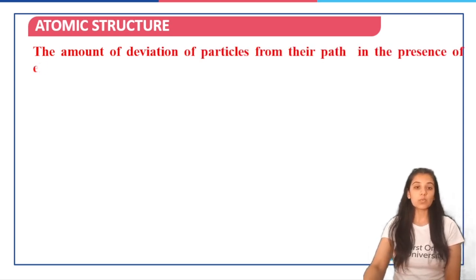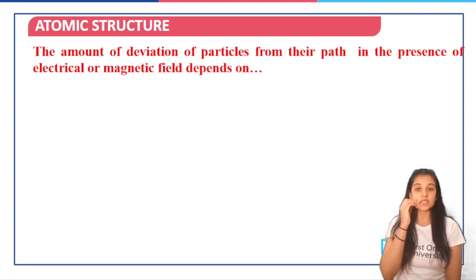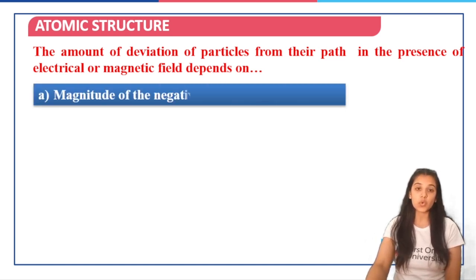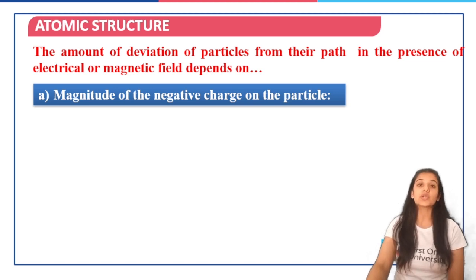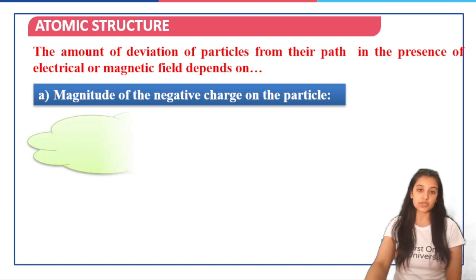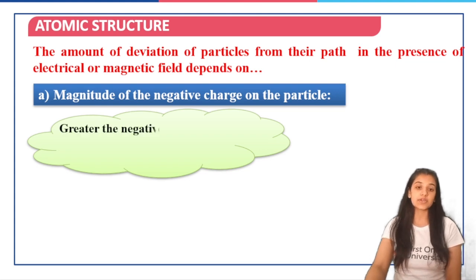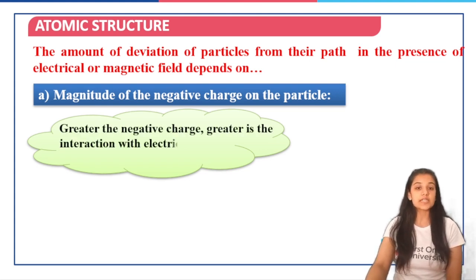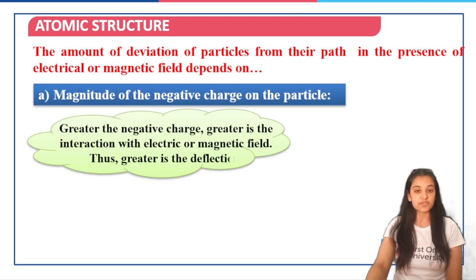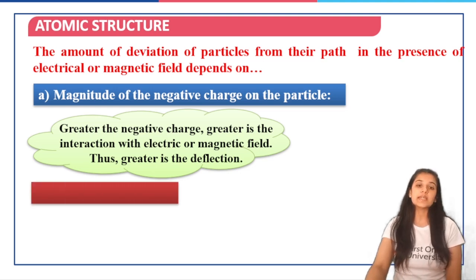So the next thing was the amount of deviation of the particles from their path in the presence of electric and magnetic field. It depends, number one, on the magnitude of the negative charge. Higher the charge, more is going to be the deviation. So greater the negative charge, greater is the interaction with the electric or magnetic field, and greater will be the deflection.